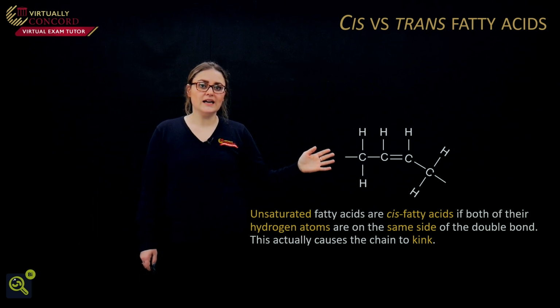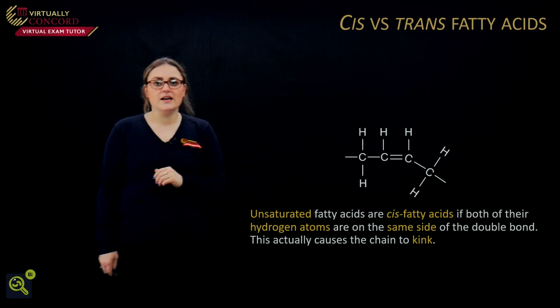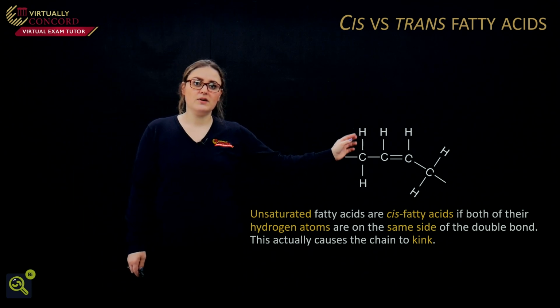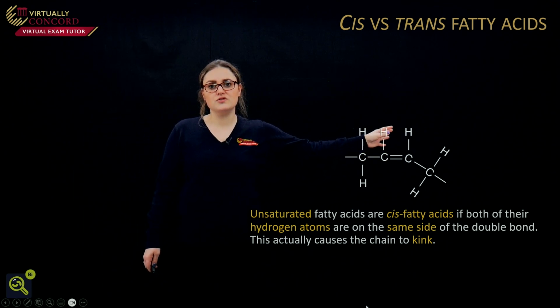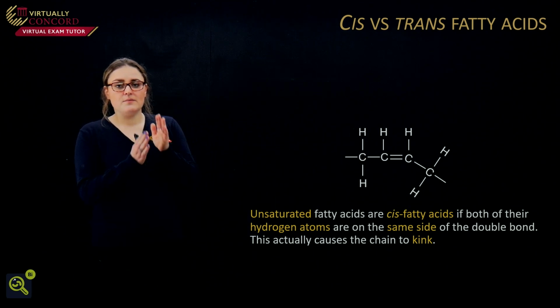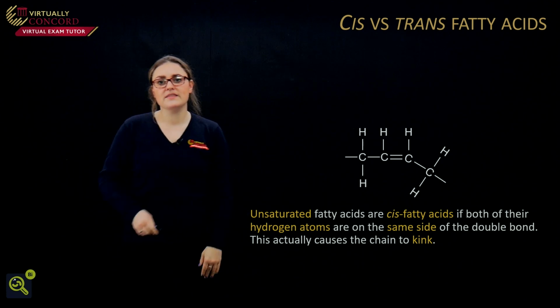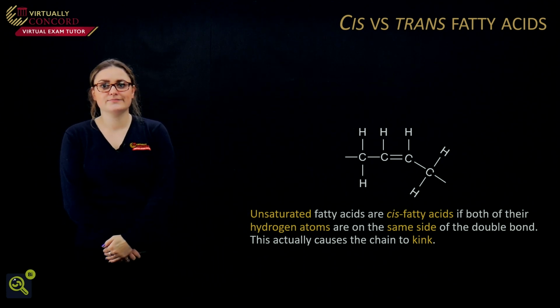So if you've got kinked chains, they're not going to stack up nice and neatly together. Okay, so fatty acids that have a kink because they have the double bond with the hydrogens on the same side are more likely to be liquid, okay? Because they can't stack nice and neatly together, okay? They're kind of all over the place. They are more likely to be liquid.